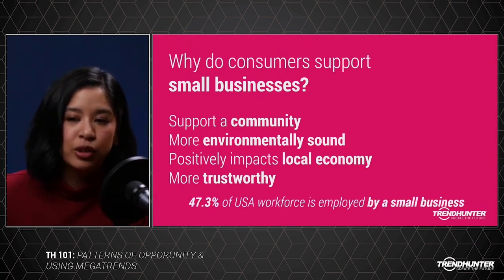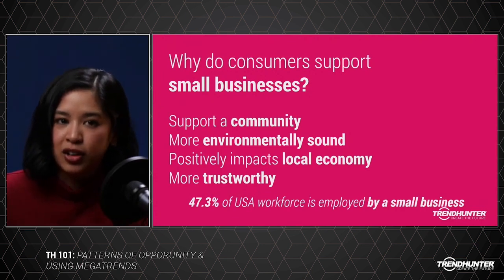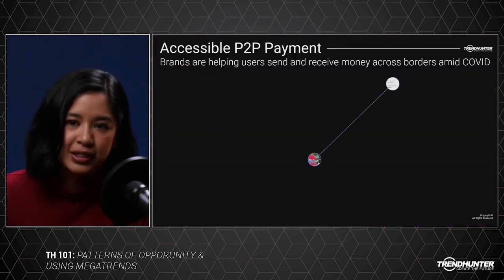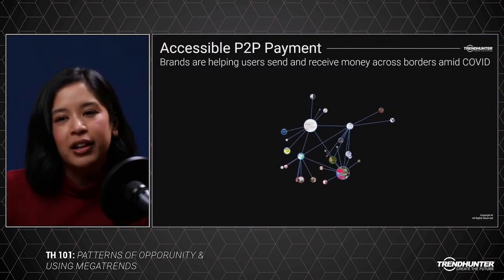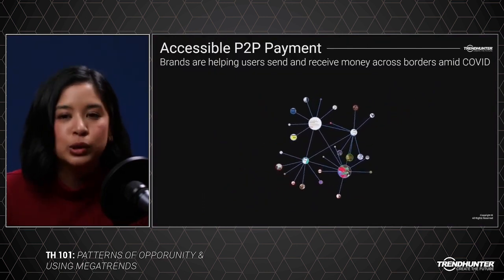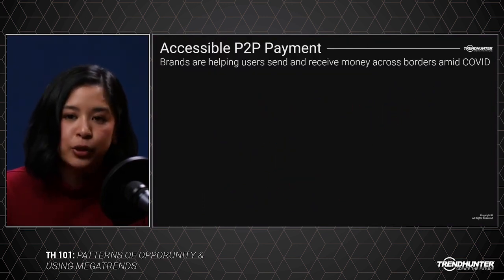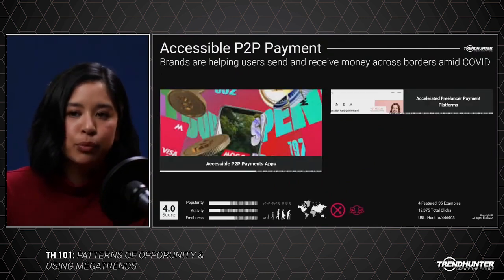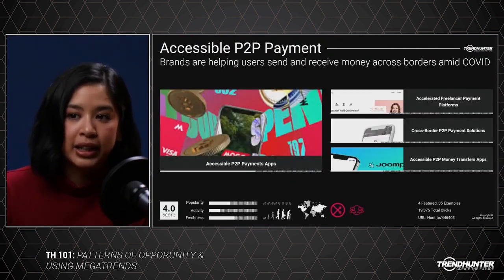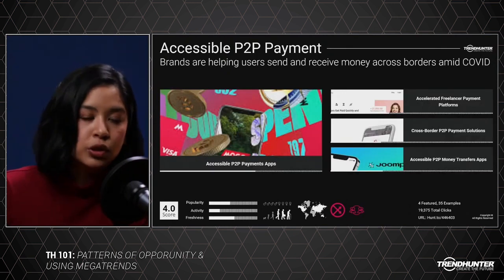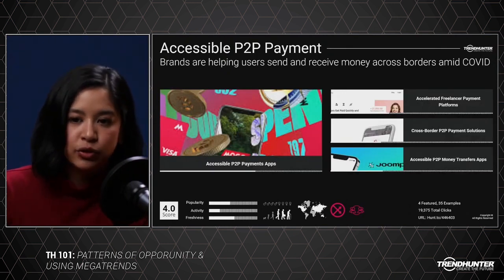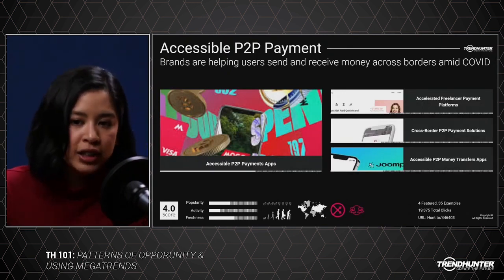47.3% of USA workforce is employed by small businesses as well. So as I said, that idea of local economy can mean many different things. Now, one way that we're seeing this move forward in the post-pandemic age is with accessible peer-to-peer payment. Here we're seeing brands helping users send and receive money across borders for both social good and engaging with small businesses from different places amid COVID-19.